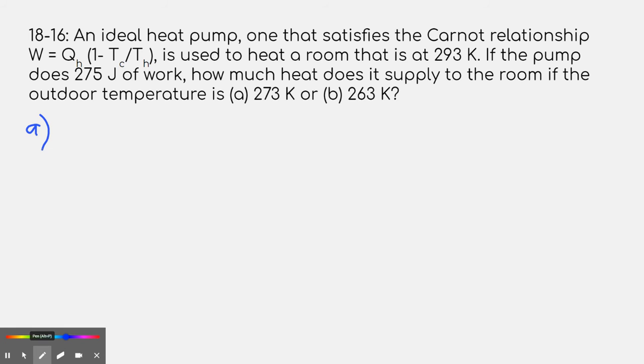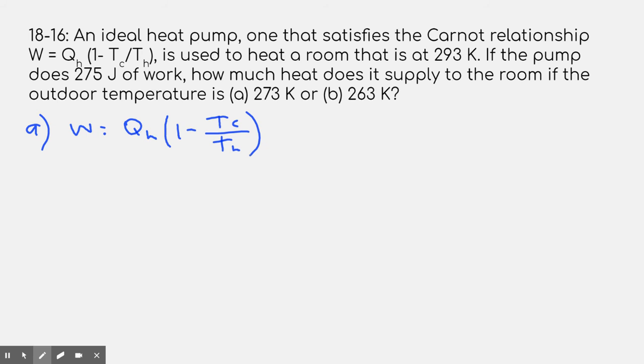So for the first one, part A, we're told that it satisfies Carnot's relationship. So I'm just going to go ahead and rewrite this. Okay. We need to figure out how much heat it supplies to the room. So we need to solve for this. And we've been given all the other information, so this is going to be a pretty easy calculation. I think the worst part would just be trying to rearrange this to solve for QH. But QH is work divided by 1 minus TC over TH. Not that bad to rearrange. Let's plug in the information that we know.